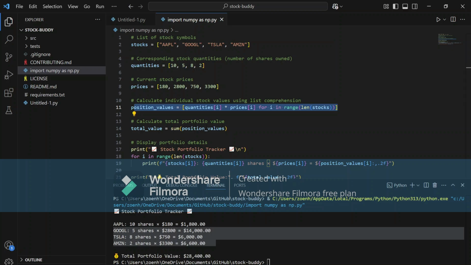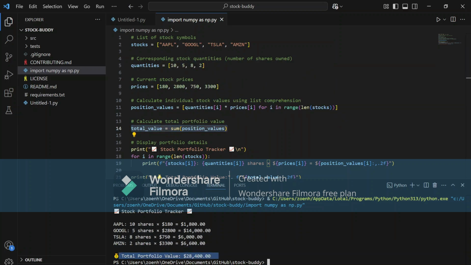So this calculates how much money is invested in each stock, and it displays the individual stock values and calculates the total portfolio value in the end. Going to that total portfolio value, we have the sum of all our position values. That's when we have 10 times 180, and then 5 times 2,800. We're going to add all that up, which the sum function does, and that's going to create our total portfolio value, which is down here.